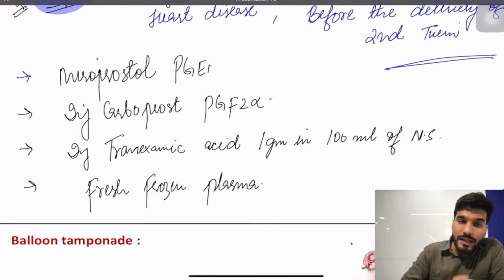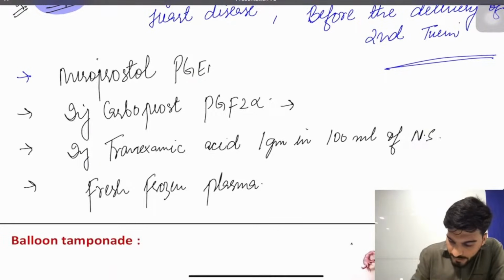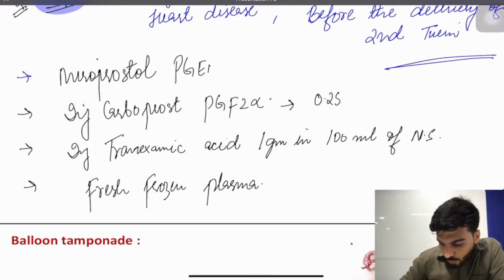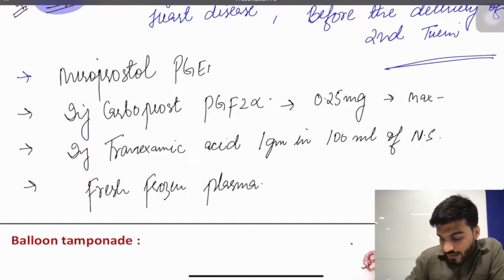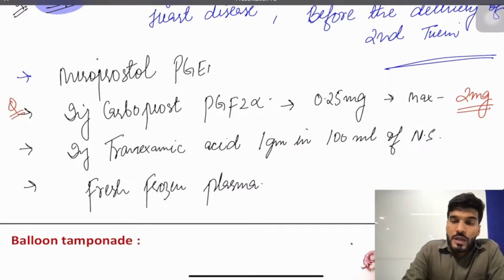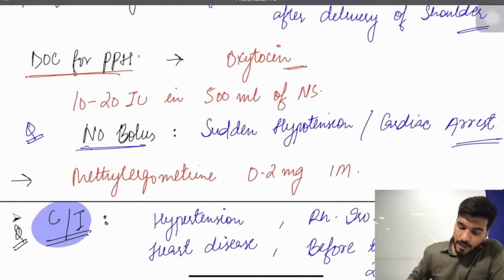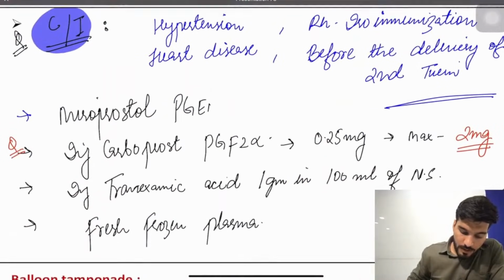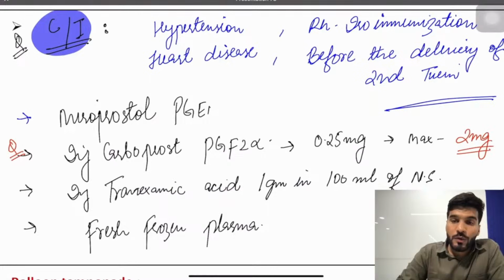Now the question that I have asked: injection carboprost can be given at 0.25 mg, and the maximum is 8 doses, 2 mg. Can you tell me what is the side effect, what is the contraindication of the drug carboprost?